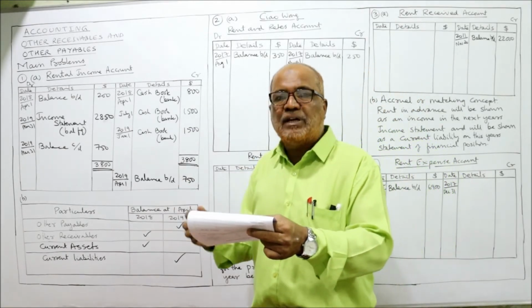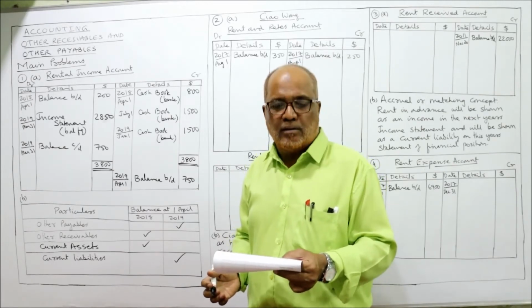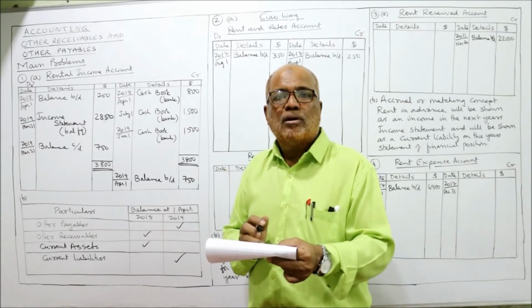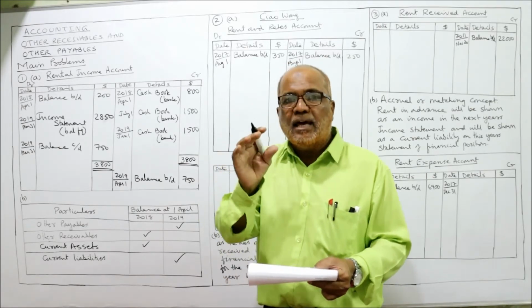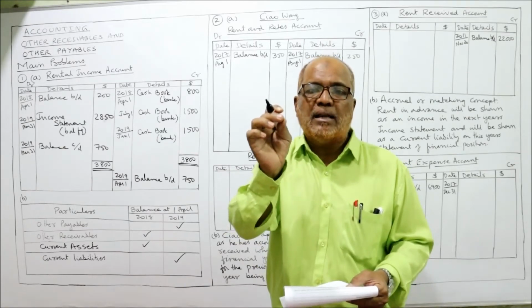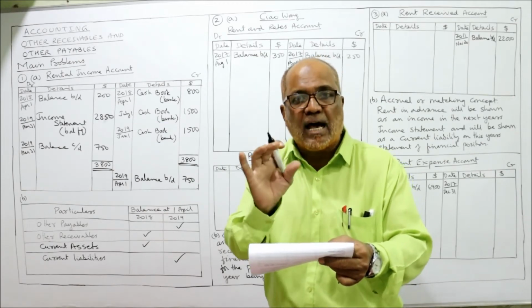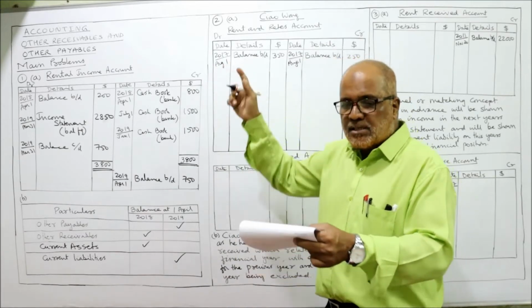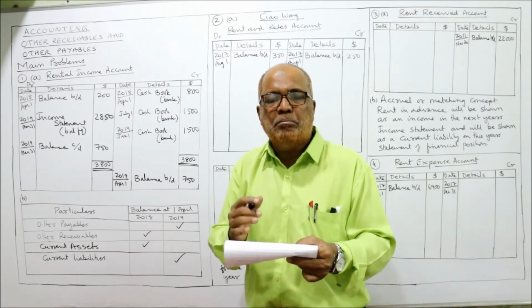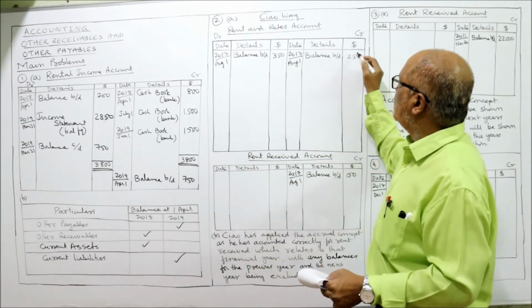And rent 250 in arrear. Arrear means outstanding, due, owing. So rent paid is owing. How much rent is owing? $250. Owing is a liability. All liabilities will show a credit balance and assets will show a debit balance. So rates paid in advance is an asset, debit balance. Similarly, rent in arrears is a liability. How much is the liability? $250.